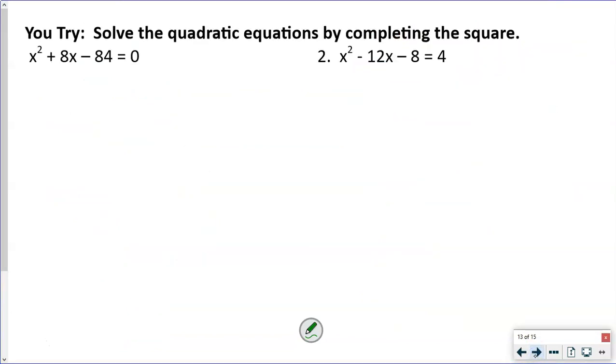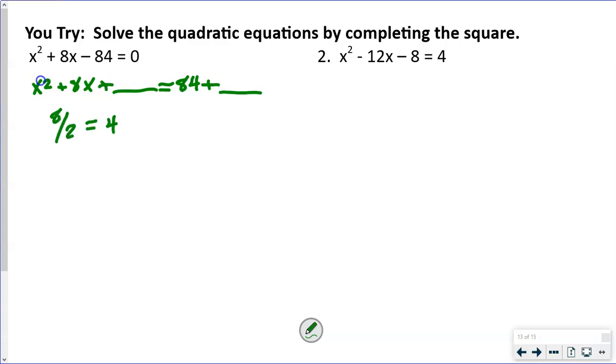Okay, so now I'd like you guys to try some of these on your own and come back to me when you're done. So here's our first one. Again, x squared plus 8x plus blank equals, adding the 84 to both sides, plus our blank again. So we're going to take the 8 divided by 2, that gives us 4. So we got x plus 4 down here squared. Then we're going to take our 4 and square it.